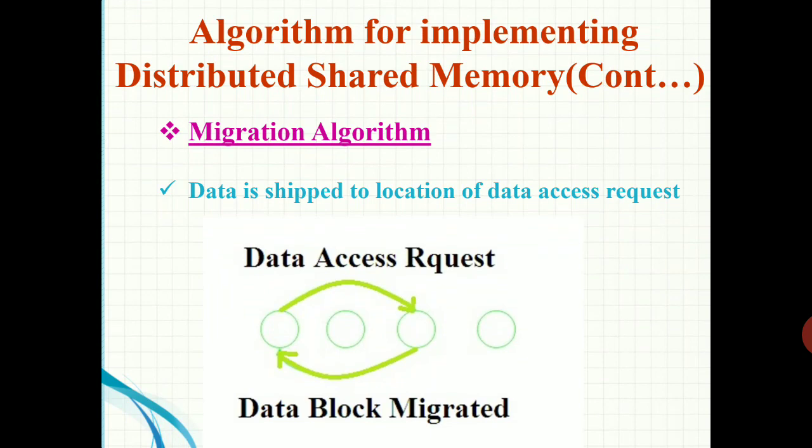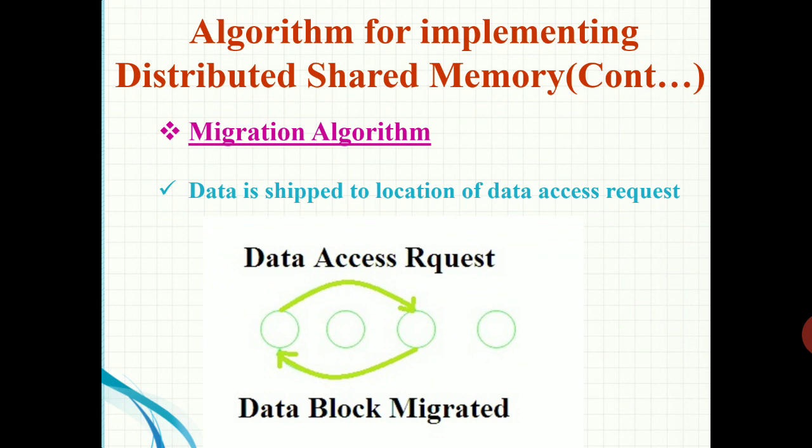In contrast to the central server algorithm, in the migration algorithm, every data request is forwarded to the location of the data. That is, here each and every data item is stored in a different location in the distributed system. So if a particular data request or access request comes, it is forwarded to the location of the data.